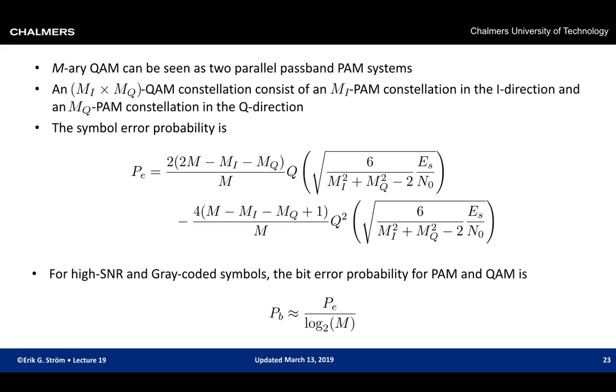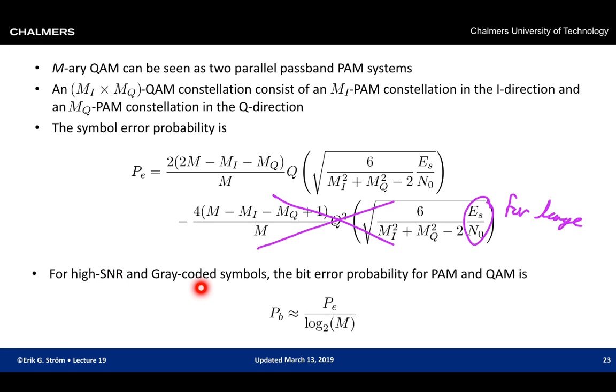Okay, so this is for the PAM. The corresponding expression for QAM looks something like this. We have PAM in one direction and PAM in the other direction. It's a two-dimensional constellation. For high SNRs, when E_s over N_0 is large, we can forget about the second term, because that's basically the square of the first term. So if we want simpler equations, one can just use this one for high SNR.